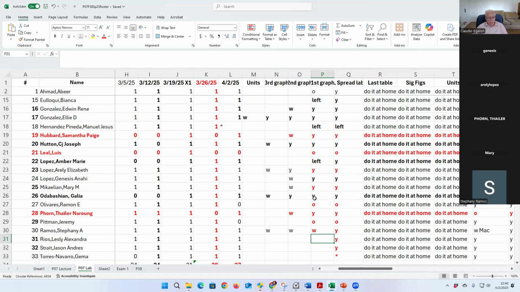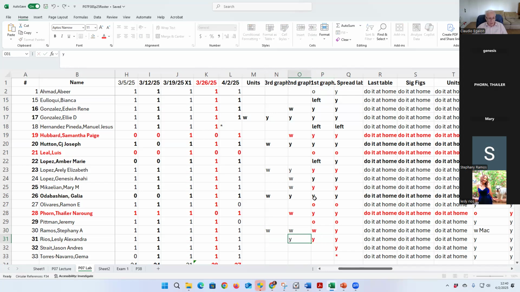Stephanie Ramos. Oh, that's me. Oh, that was Stephanie. Okay. Well, wait a minute. Okay, I'm reading the wrong one. Thank you. Leslie Rios. I did the first one and the second one. I'm just working on the third and the units. Okay, so you're working on the third one, right? Yeah. Okay, thank you.